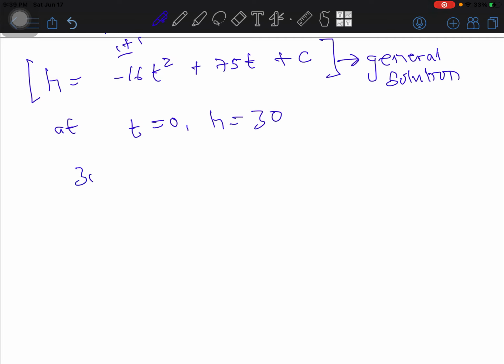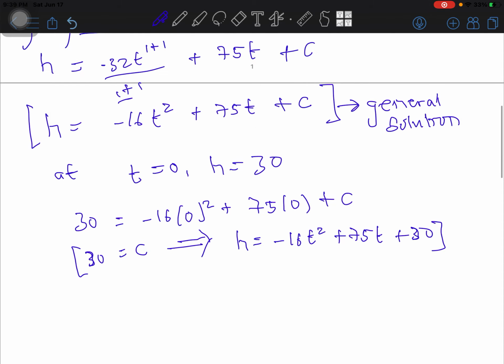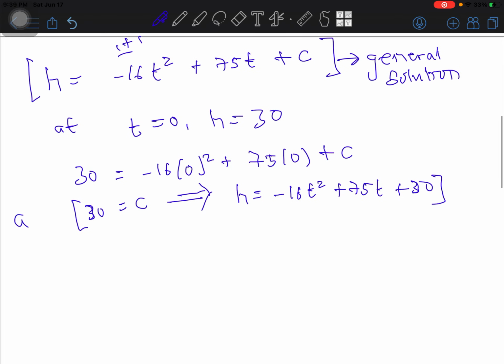Therefore, 30 equals negative 16 times 0 squared plus 75 times 0 plus c. And therefore, 30 equals c. Therefore, our function is going to be h equal to negative 16t squared plus 75t plus 30. So this is for A. Now, we are done with the A.